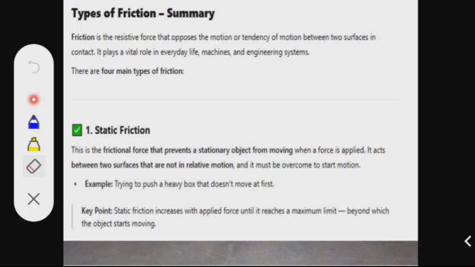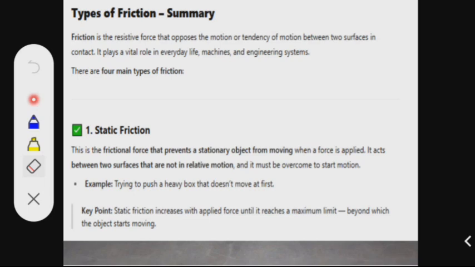They said the key point for static friction is that it increases with applied force. As force applied increases, static friction increases until it reaches the maximum limit beyond which the object starts moving. So in this sense, it is relating to the third law. We said for every force, there's an equal and opposite reaction.